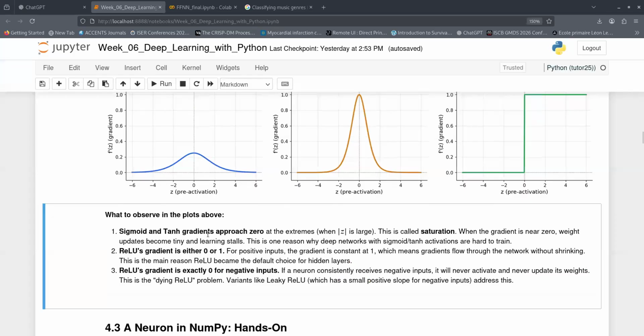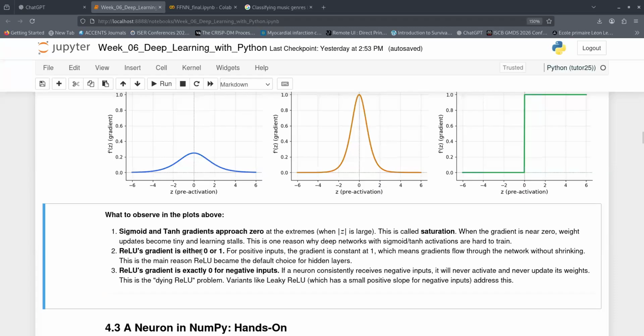So this is the observation about all these plots. The sigmoid and tanh gradients approach 0 at the extremes. You see that it's going to 0 when the absolute value of z is large. It means when z is negative it goes to 0, and when it's positive it goes to 0. We call this the saturation. When the gradient is near 0, weight updates become tiny and learning stalls. This is one reason why deep networks with sigmoid or tanh activation are hard to train.